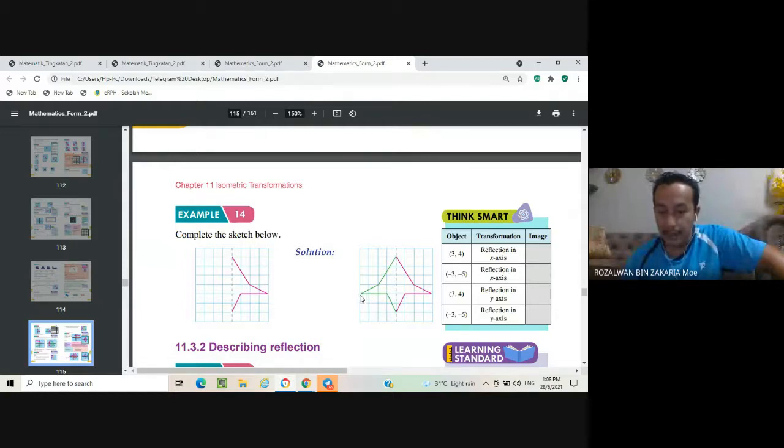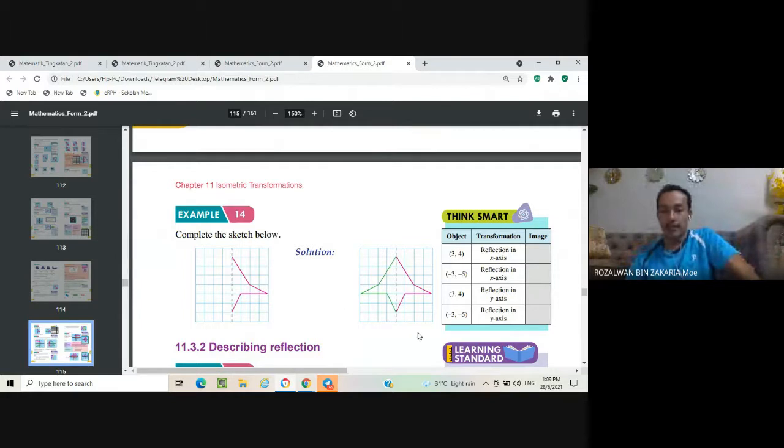Okay. Then after that, what to do? You join this point and this point here. Next, you have to identify the location of the image for this point after reflection. This distance is 1 box, or 1 unit. So the distance of the image for this point after reflection is also 1 unit, 1 here. So here. You join this point, and join this point. Then you will get the complete sketch for this one.